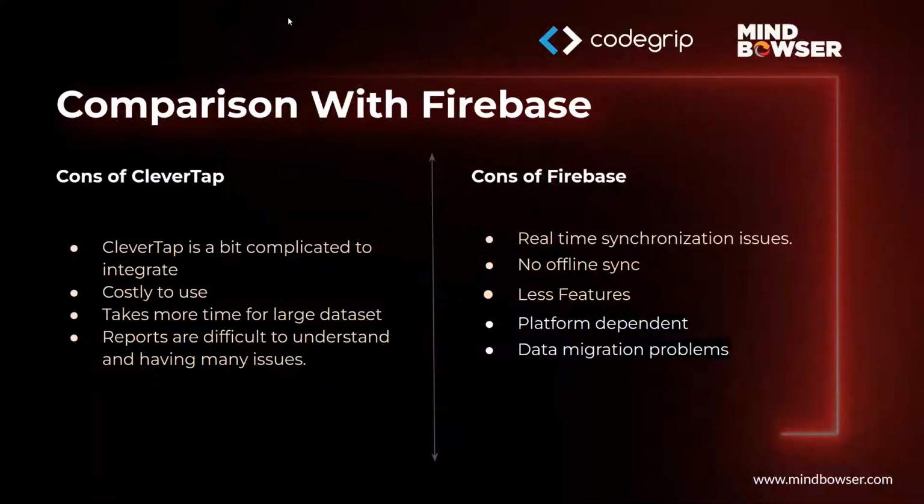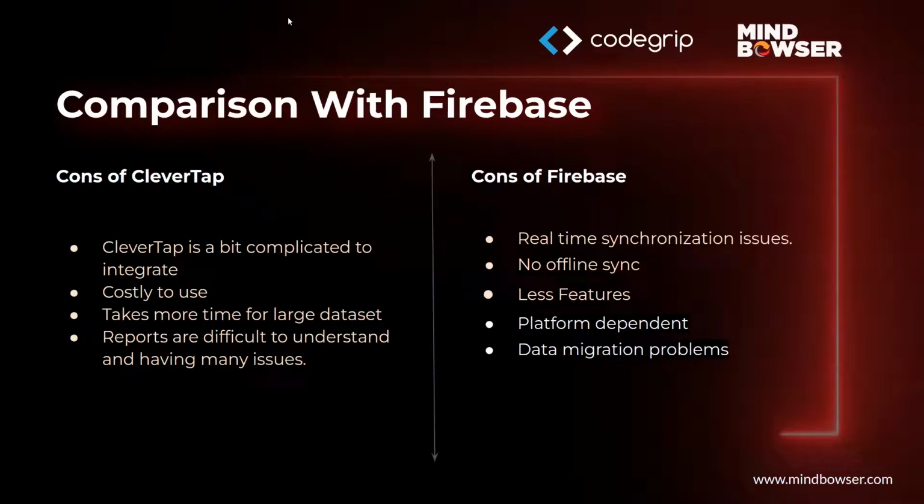Okay, so we will see now cons of CleverTap. CleverTap is a bit complicated to integrate as CleverTap provides a large number of features as compared to Firebase. So it is somewhat more complicated to integrate than Firebase. Then it is a bit costly for smaller organizations initially. Then it takes more time for large data sets. For a large data set, the server takes more time to generate the reports. Then generated reports are difficult to understand and have many issues.